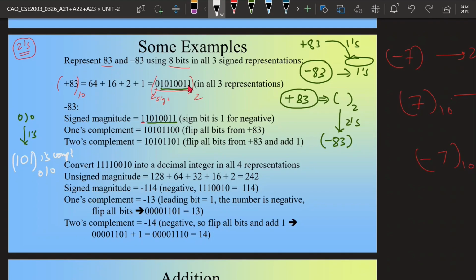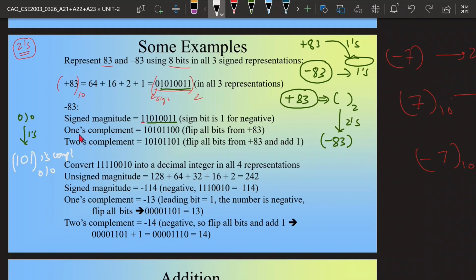So we will be complementing it. It is 1, so it is 0. It is 1, so it is 0. 0 0, so 1 1. After that, 1 is there, so it will be 0. If it is 0, it will be 1. If it is 1, it will be 0. If it is 0, it will be 1.